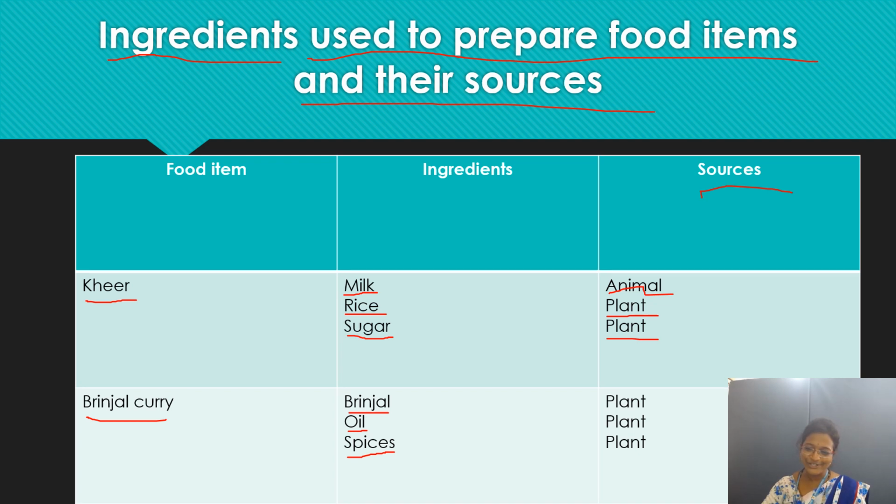Yes, brinjal we get from plants, and oil from plants, and spices also from plants. Okay, so these are the sources from which we get them. Fine. So now we will move forward.